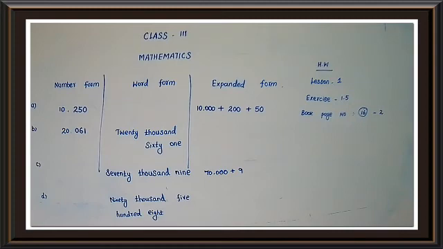Then the predecessor of 10,449. Predecessor means you want to subtract 1. Isma? Yes. Now the answer is 10,448. Where is 10,448? The third one. You just match D to the third one.